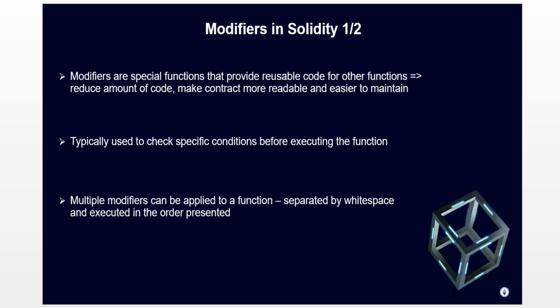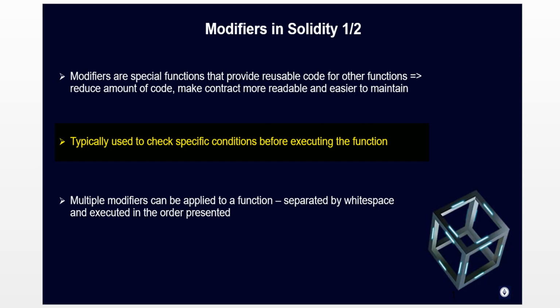Well, what are actually modifiers? Modifiers are special functions that provide reusable code for other functions. They're typically used to check specific conditions before executing the function. The logic provided in a modifier can be used by many different functions. And in that way we can reduce the amount of code we have to write and make the contract more readable and easier to maintain.